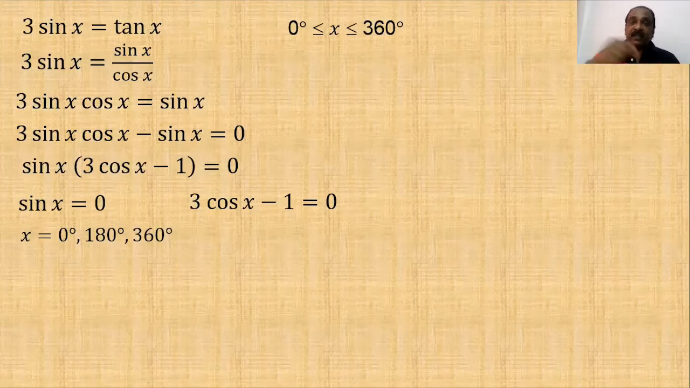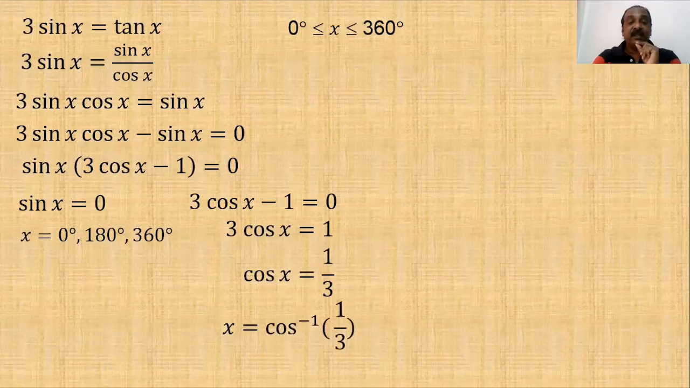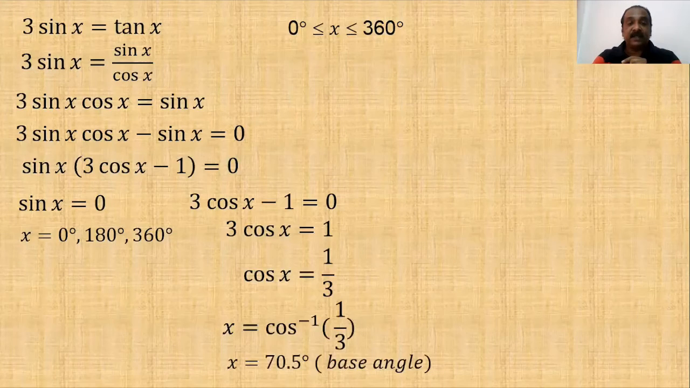As usual, bring the negative 1 to the right hand side. 3 cos x equals 1. Okay. Then bring the 3 and it will become divide. Cos x equals 1 over 3, or you can write 0.3333. Take 4 decimal places only. Okay, 1 over 3. Shift cos 1 over 3. You get the answer. I can see here 70.5 degrees. So that is the base angle because it is more than 0, less than 90.